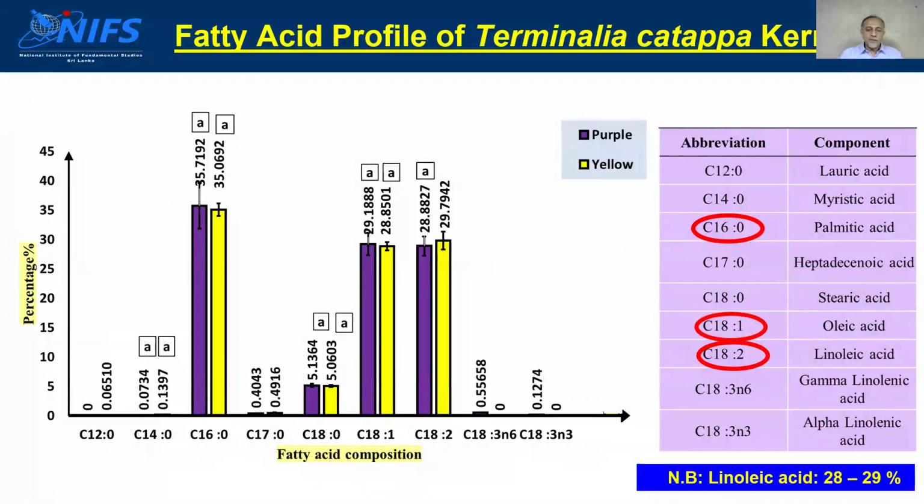When we analyze the fatty acid composition of the oil, we found that the most dominant fatty acid is palmitic acid, followed by oleic acid and linoleic acid. Oleic and linoleic acids occur in almost equal percentages, and linoleic acid is the functional essential fatty acid occurring in the seeds, and its amount is 28 to 29%.